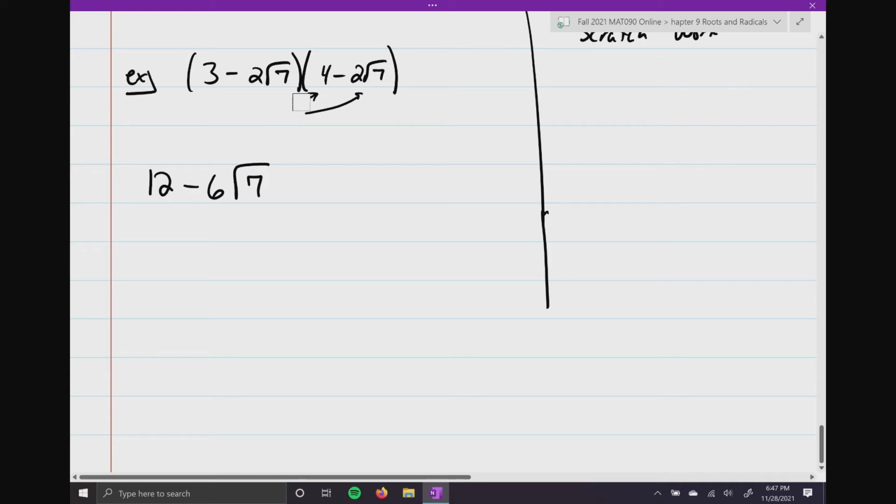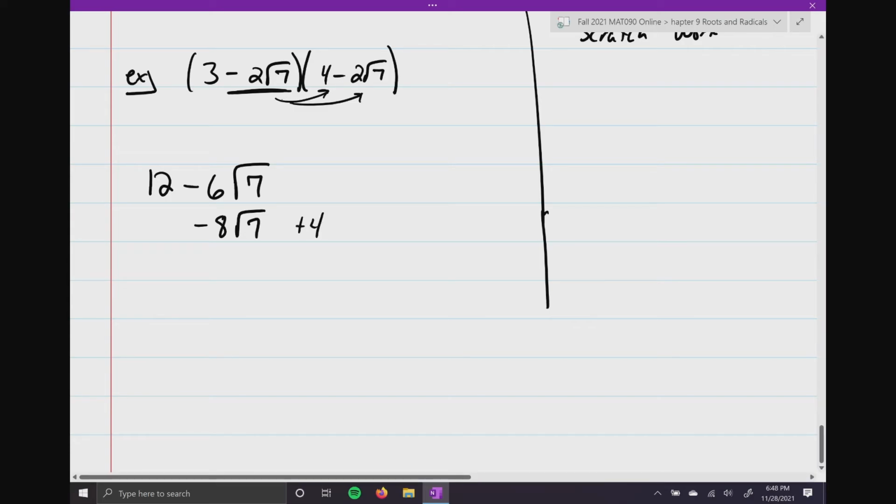Now I'm going to erase my lines. Underline the negative 2 square root of 7. Draw some new arrows. So negative 2 times positive 4 is going to be negative 8 square root of 7. And then here's the last part. And this one is the tricky one. So just be careful. Negative 2 times negative 2 is going to be positive 4.